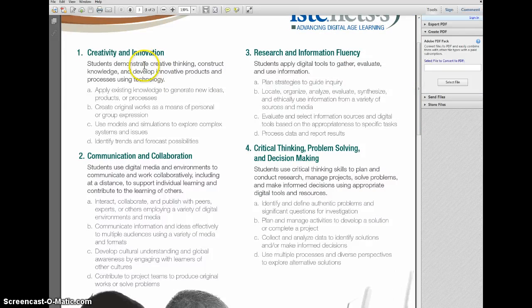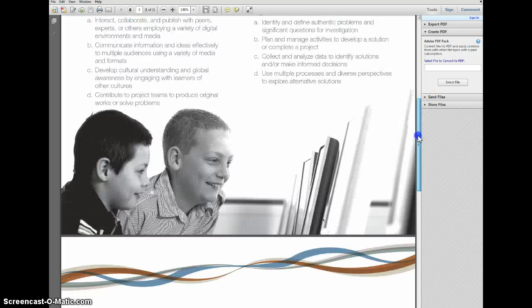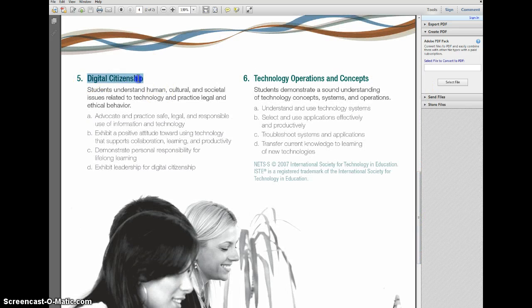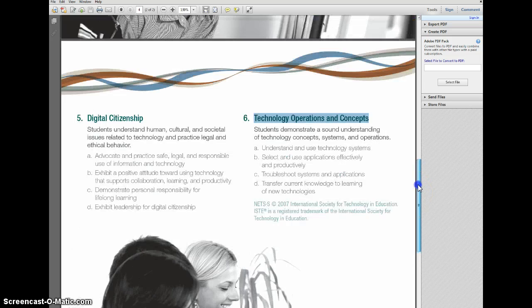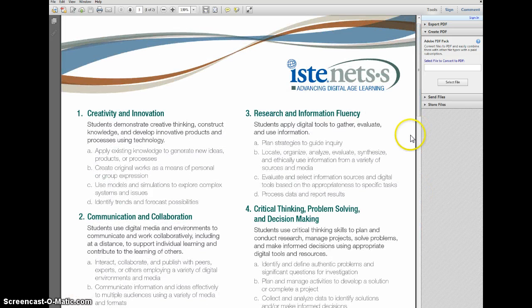So the standards: creativity and innovation, communication and collaboration, research and information fluency, critical thinking, problem solving, and decision making, digital citizenship, and technology operations and concepts, outline the 7 major applications of technology in P12 learning. We will review each of them briefly, one by one.